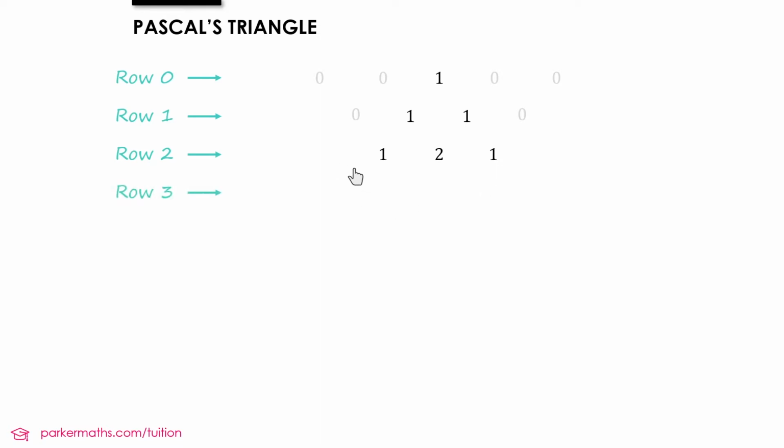Row 3 would be 0 plus 1, which is 1. 1 plus 2 is 3. 2 plus 1 is 3. 1 plus 0 is 1. And then continuing on the pattern, we get row 4 being 1, 4, 6, 4, 1. And then we'll just do row 5 as well, which would be 1, 5, 10, 10, 5, 1. And you could continue that indefinitely.